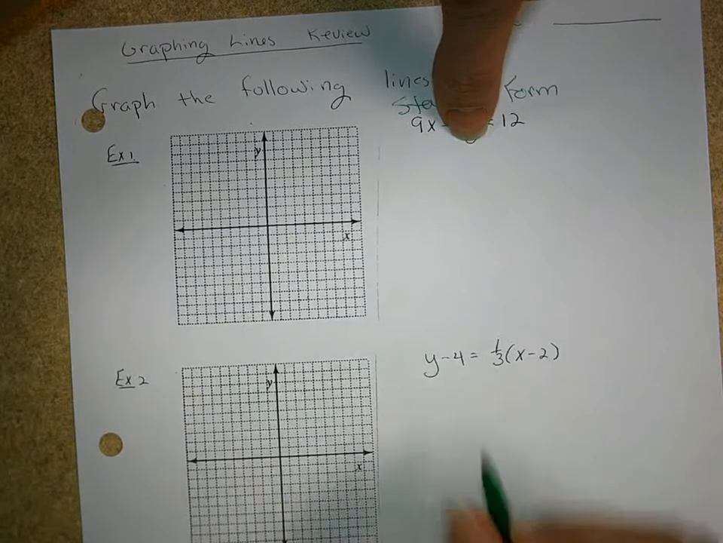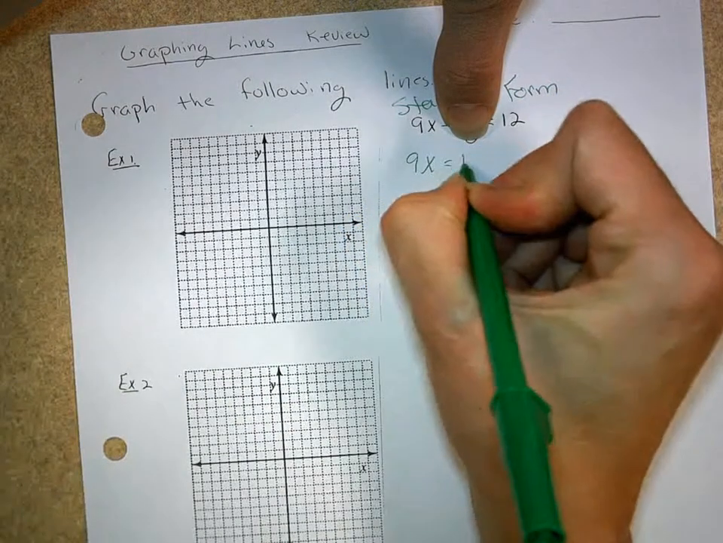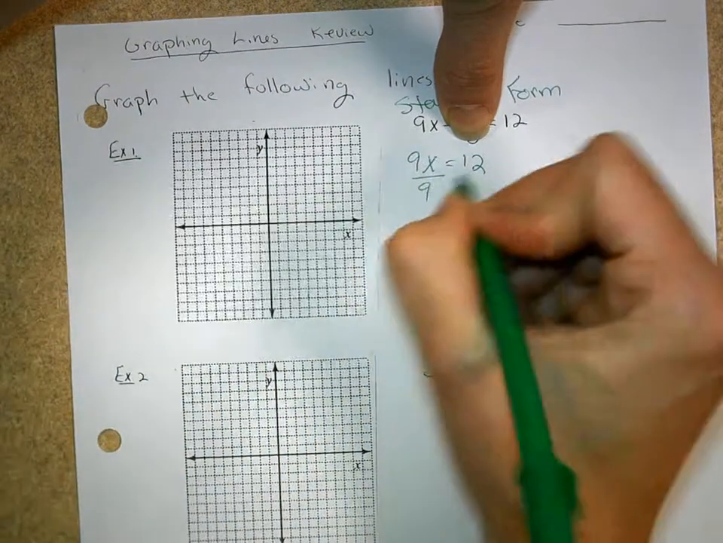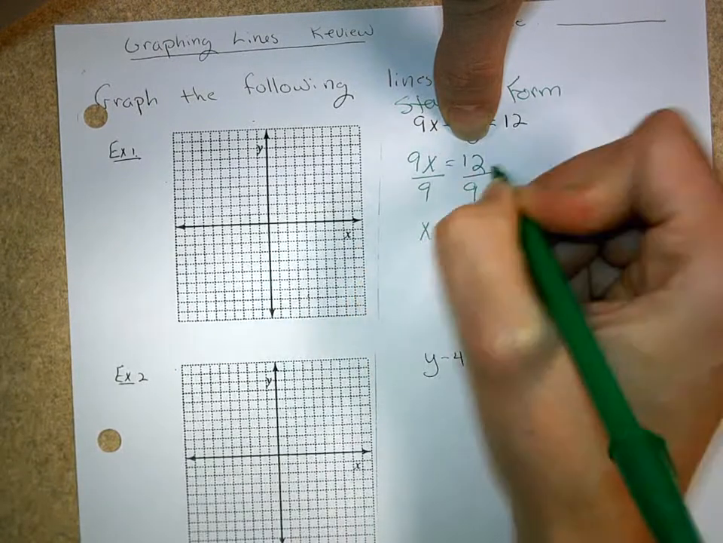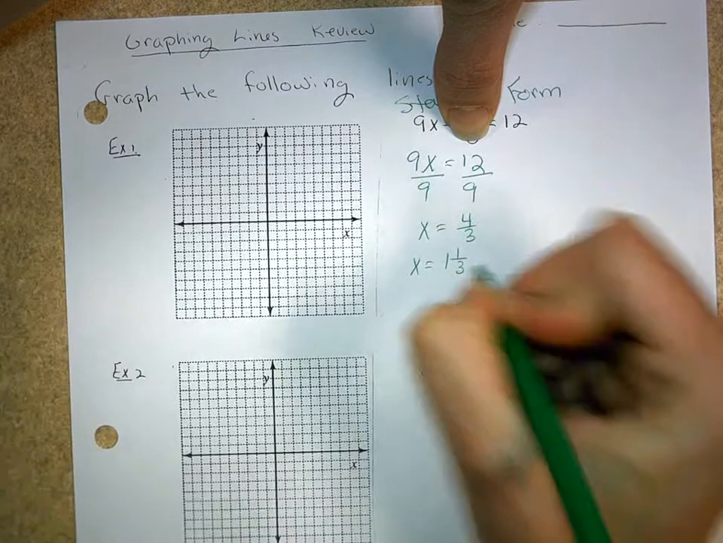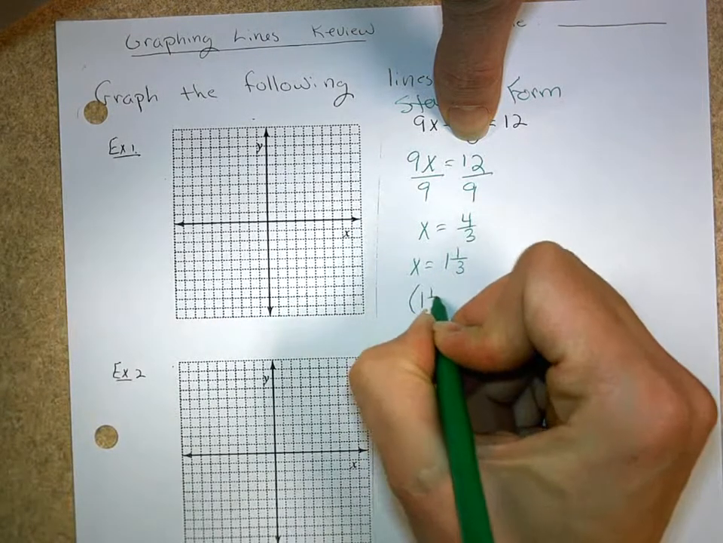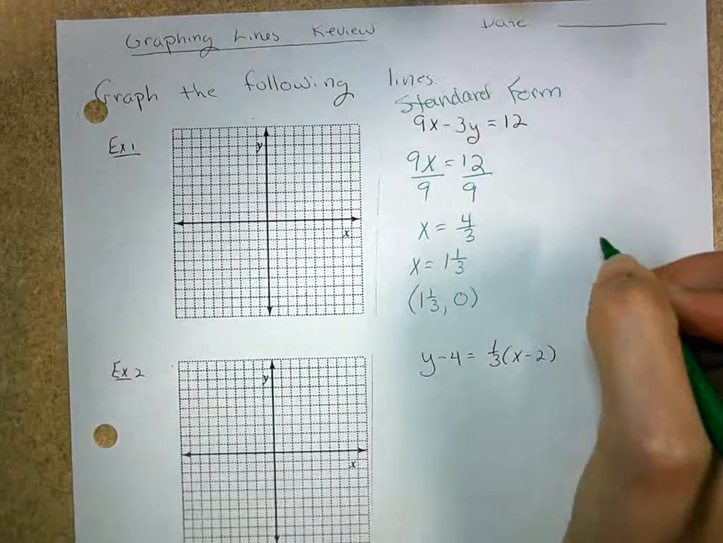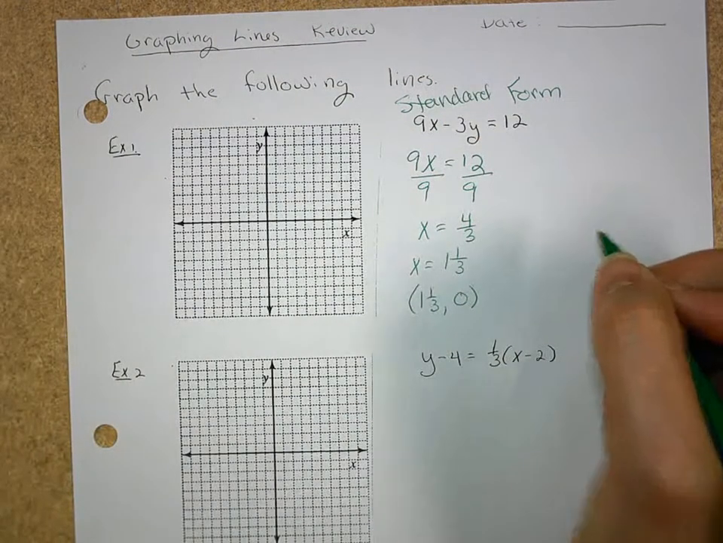So I cover it up. I get 9x is equal to 12. I divide by 9. I have to simplify, my friends, so that becomes 4/3, or the same thing as 1 and 1/3. So my ordered pair is (1 and 1/3, 0). That is okay. Everyone hear me on this?